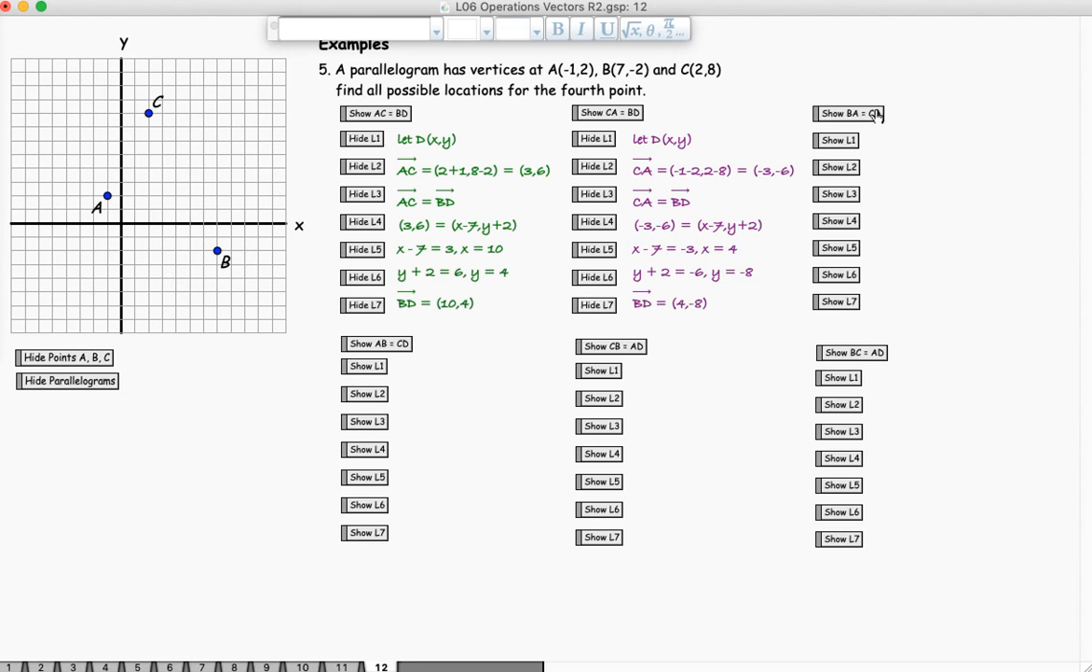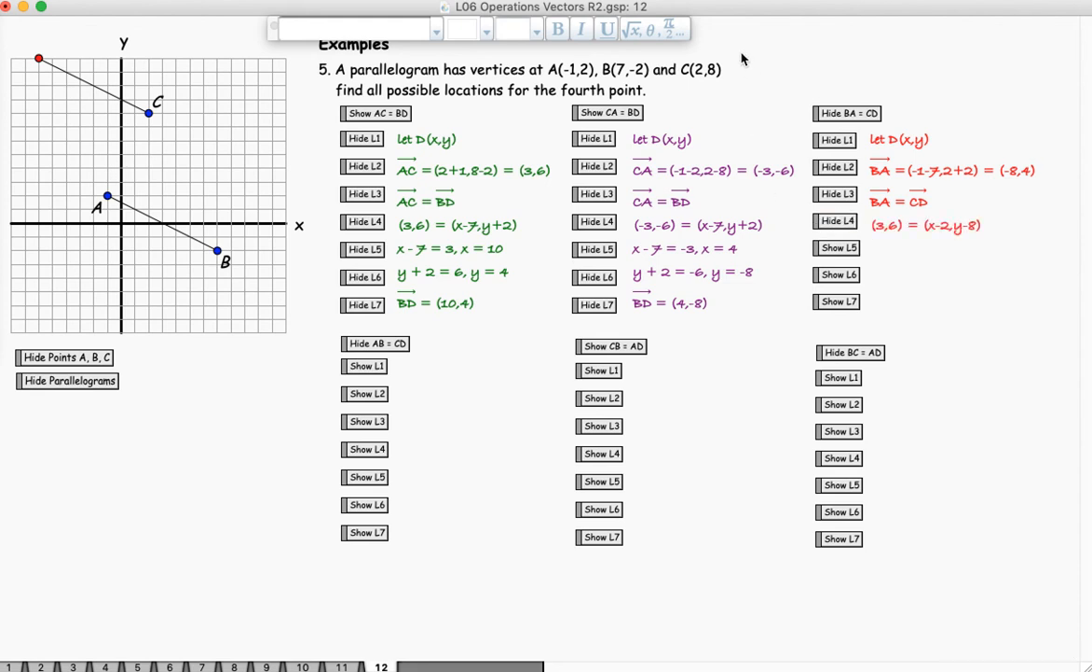There's the option that BA could be equal to CD. That will give me this. If BA is equal to CD, again, we'll let D be x, y. We want to find what BA is. So starting at B and ending at A, I'm going to have to subtract 7 and add 2. So subtract 7 from the x component, add 2 to the y component, and I get that BA is -8, 4. The other way to do this would be down 8, and from there up 4. We now know that BA should be the same as CD, but what is CD going to be?